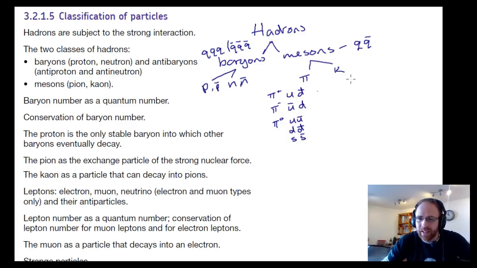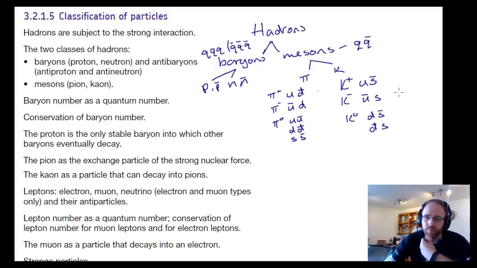Kaons are strange, so we can have K plus. I think. Oh, I'm going to lose track of these. So we have up, and then anti-strange would be positive. K minus would be anti-up strange. K0 could be down, anti-strange, or anti-down strange. In my head, I'm just thinking about the diagrams in the textbook.